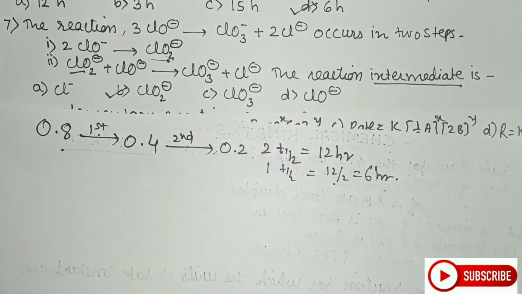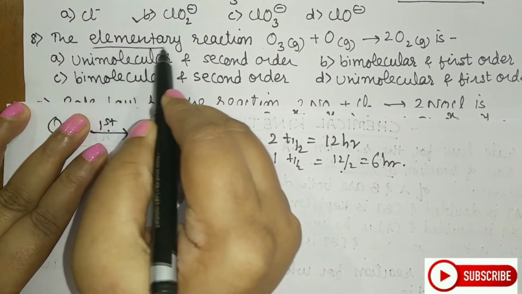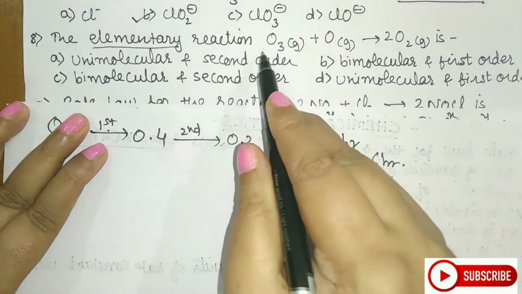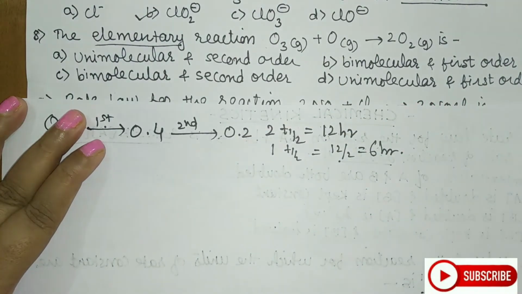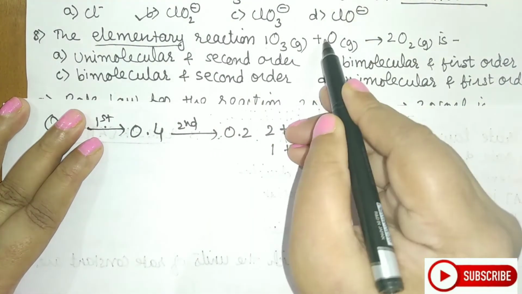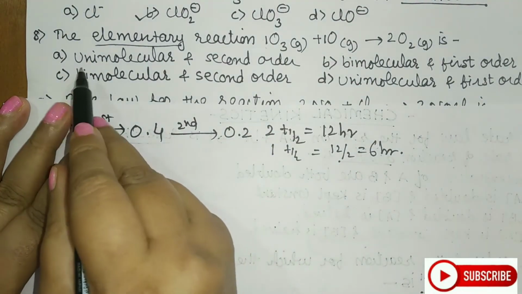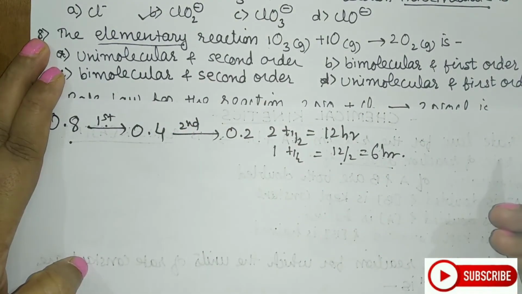So come to the next one. The elementary reaction. What is the meaning of elementary reaction? The step that cannot be further split into smaller steps. So the elementary reaction is this. Now they want to know whether this is unimolecular, bimolecular, or of first order or second order. Now students, if you see, this is 1 mole and this is 1 mole, which means it is a bimolecular reaction. So my first option and third option I will cancel because it is a bimolecular reaction.